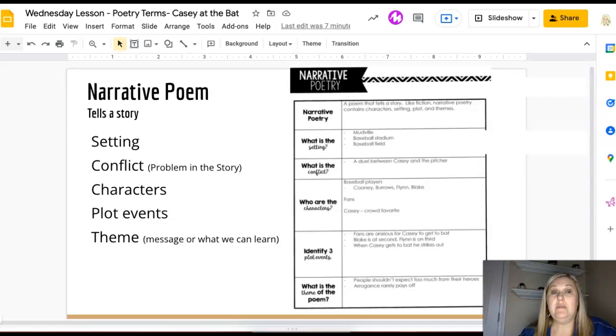So a piece of writing or a poem can have multiple themes, okay? It all depends on what message the author is trying to share with the world. What can we learn? So it's usually in the form of a statement. We'll talk more about theme later. Let's go to the next page.